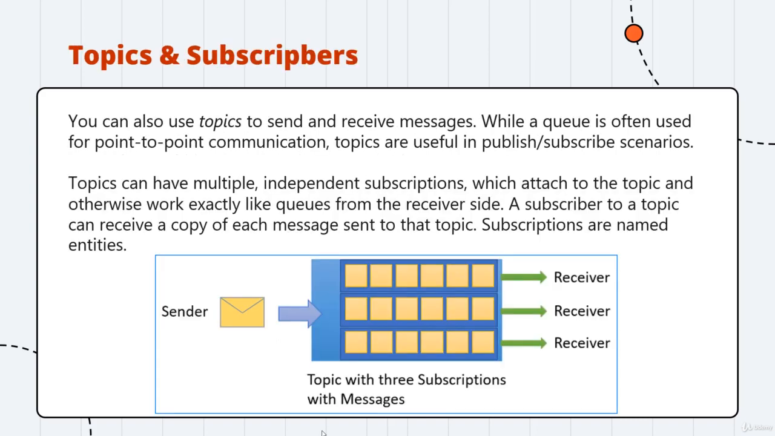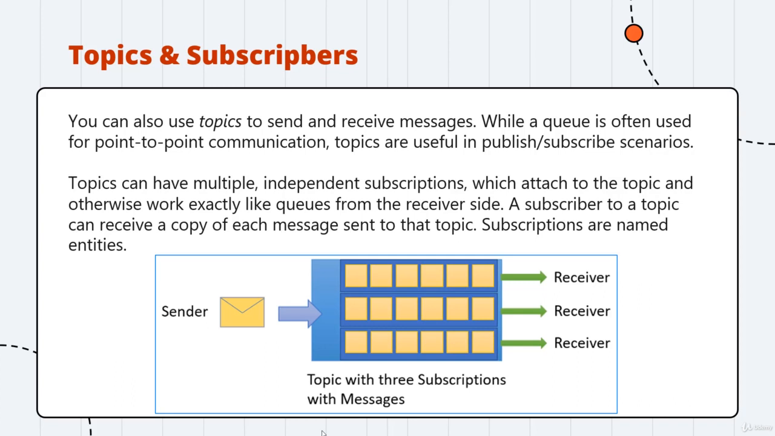Let's take a brief overview at the next one, which is topic and subscribers. Just like queues, you can also use topics to send and receive messages. While a queue is often used for point-to-point communications, topics are useful in publish-subscribe scenarios. What do I mean by that? It basically means that if I publish a message, there can be more than one subscriber. In queue, there will only be one receiver.